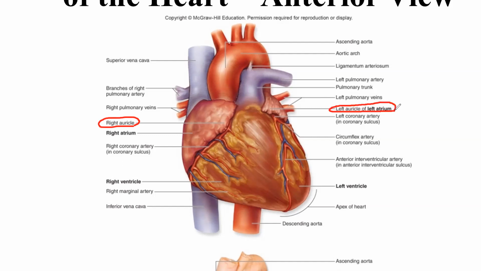The right and left auricles are the small pouches which are connected to our right and left atrium. They have a little shrunken appearance. Auricle in Latin means ear, and these auricles are like the ear of the elephant. Because of that, we call them auricle. They are the small pouches which can reserve a small amount of blood in themselves. And you can only see these auricles from the anterior view.